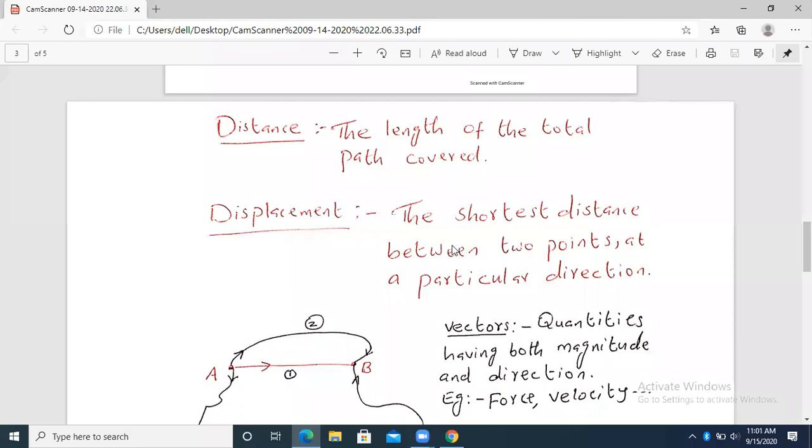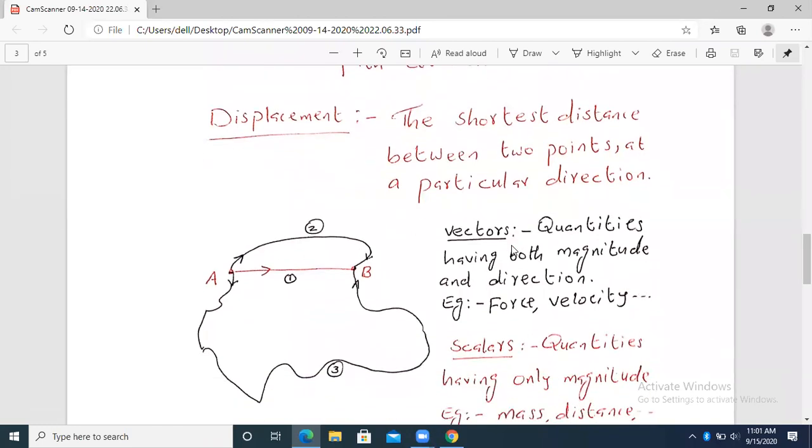In the case of displacement, we will consider the direction. But in the case of distance, we don't need to consider the direction. In any direction, we don't have any problem. But in the case of displacement, it is in a particular direction only. Both of them are lengths, so the SI unit of both is meter. We can also measure in other units, like centimeter and kilometer. The SI unit is meter.